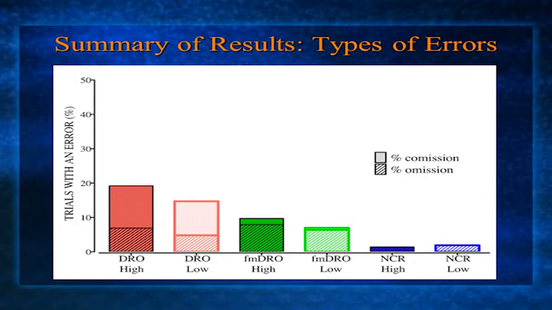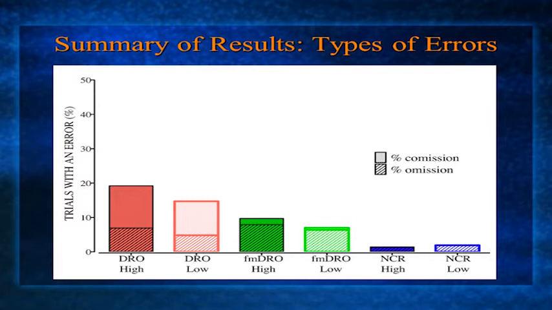Same data, shown a different way. This graph shows the percent of trials with an error for each condition for all of the subjects. So the majority of errors that were made in the interval DRO condition across the subjects were errors of commission, right? So the subject delivered a token to the client at the end of the interval, even though the client engaged in problem behavior in the interval.